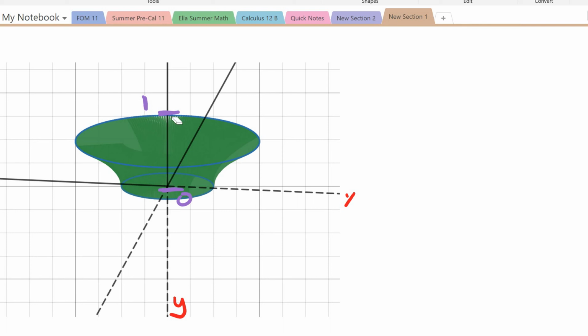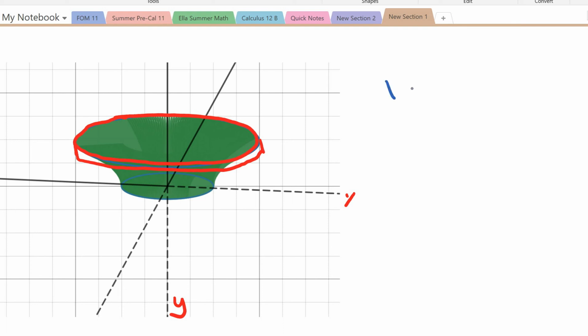For this particular problem, let me erase the boundaries here. We do have this disk right here, and I'm going to extend it right there. So there's my cylinder. My goal is, if I can find the volume of one of those disks, I can find the volume of the entire shape by simply integrating.